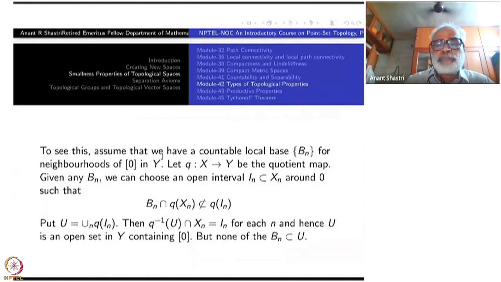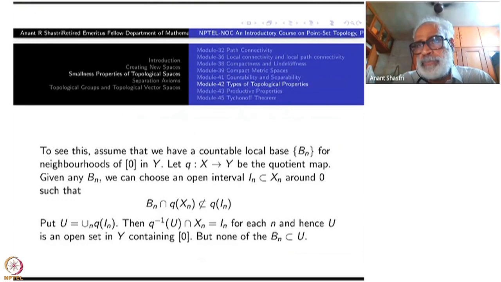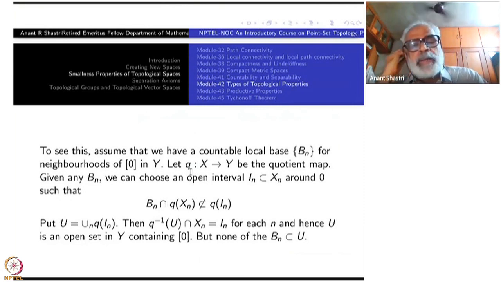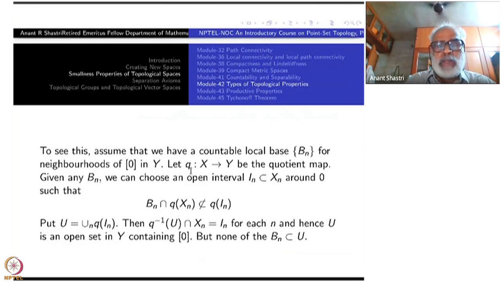Suppose we have a countable base Bn for neighborhoods of 0. Okay, local base for this quotient space Y. Let us tentatively denote this quotient map from X to Y by Q. All right. Given any Bn, like B1 you pick up, then I can choose an interval in the X1 copy of R around 0, so that it is so small that this B1 intersection Q of X1, the image of that line, is not contained inside this Q of I1.